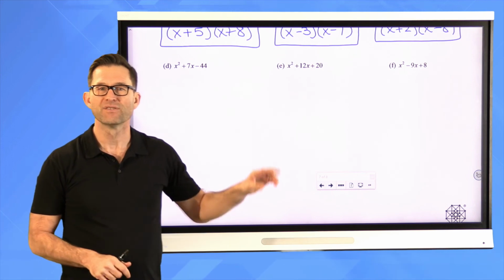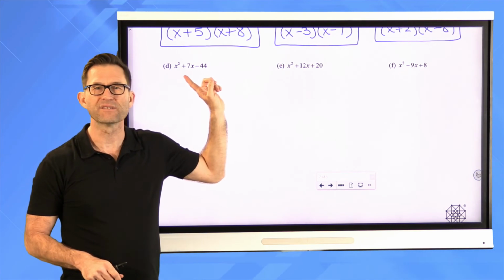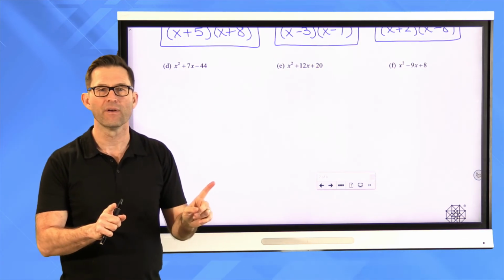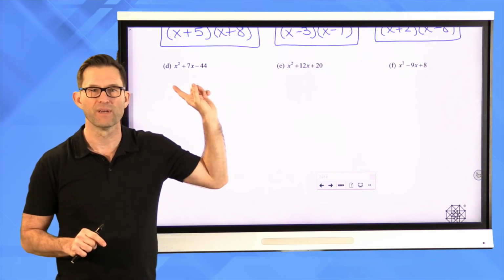All right, so letter D. I've got a product of negative 44 and a sum of positive 7. One's got to be positive, one's got to be negative, and the larger number absolute value-wise has to be positive for their sum to be positive.